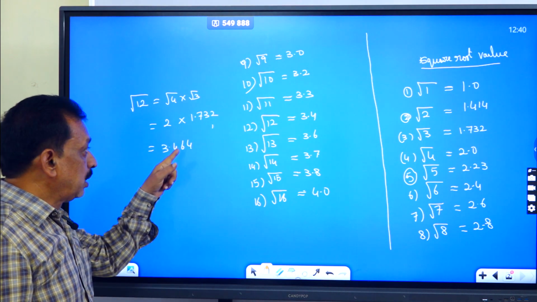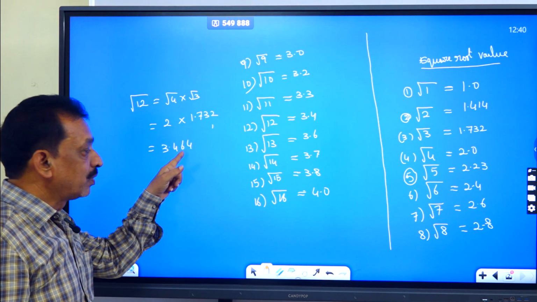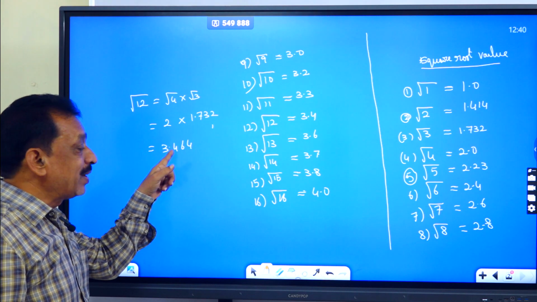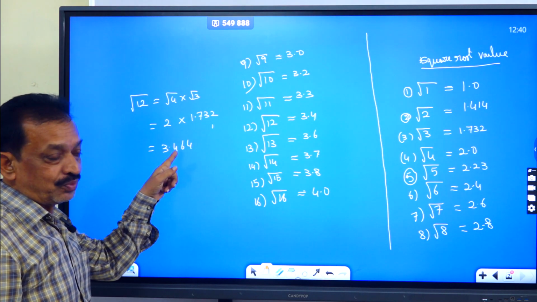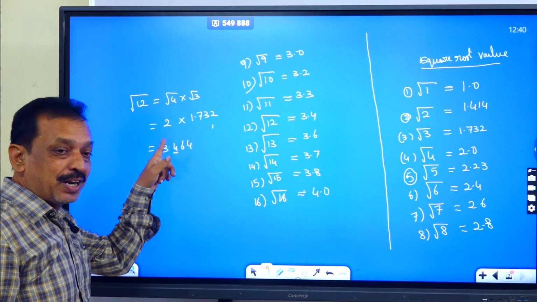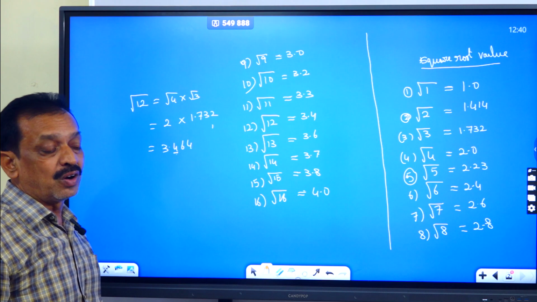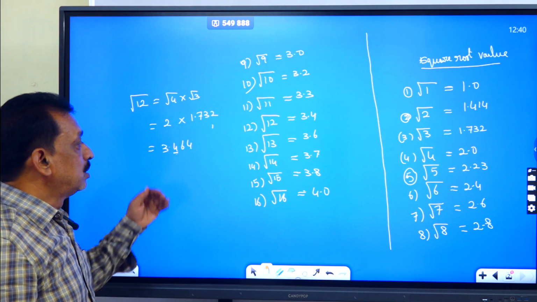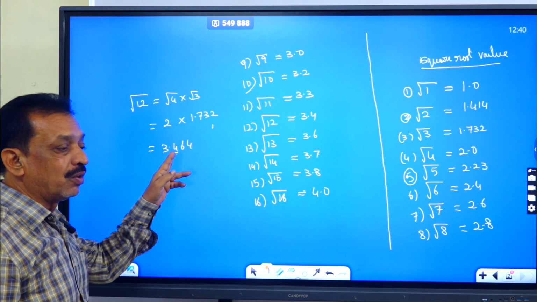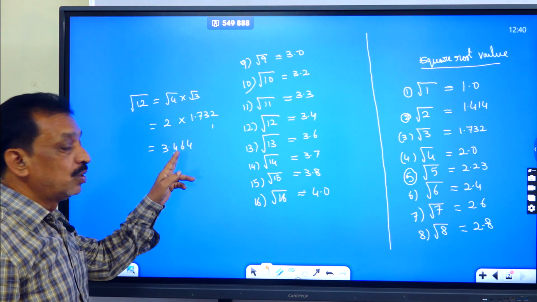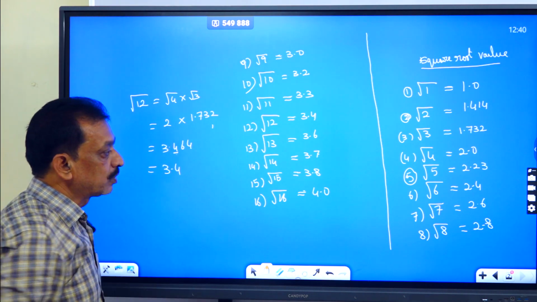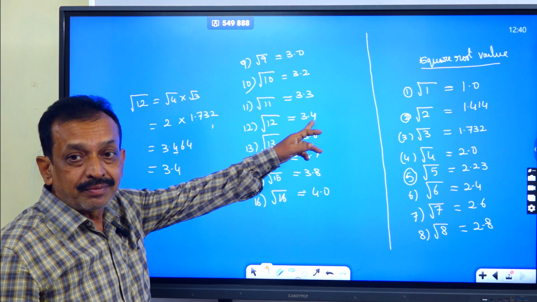3.464. But this number is more than 5, and if you want to round up to 1 decimal point, here the even number is there, so you cannot increase the number value. The 4 is an even number. If a 5 is there, I can say 3.6. Because of rounding up the number, there is a rule. If the dropping number is more than 5 and the preceding number is an even number, you cannot add. Odd number means you can add. So the answer here is 3.4 only. Are you understanding?